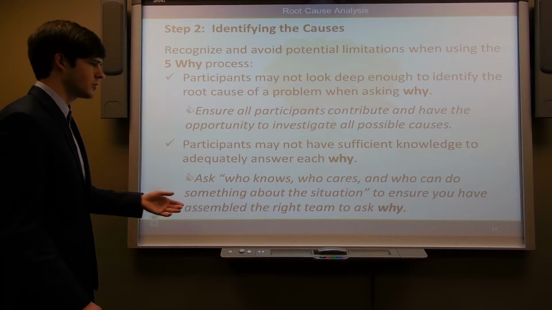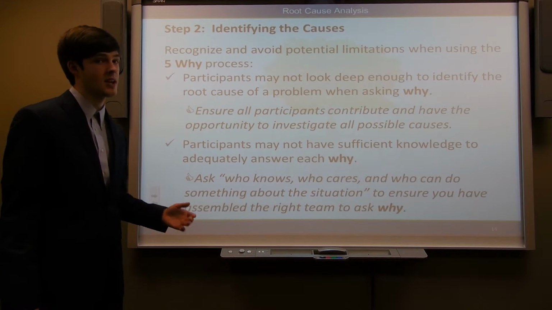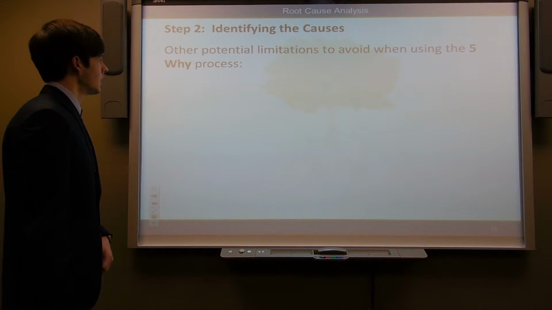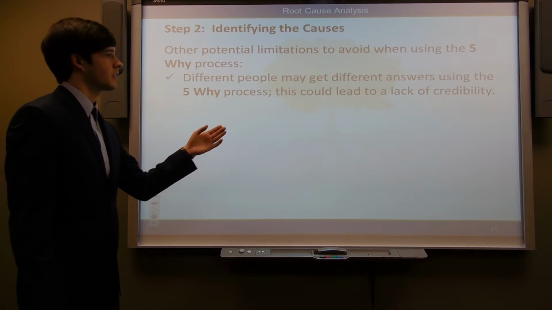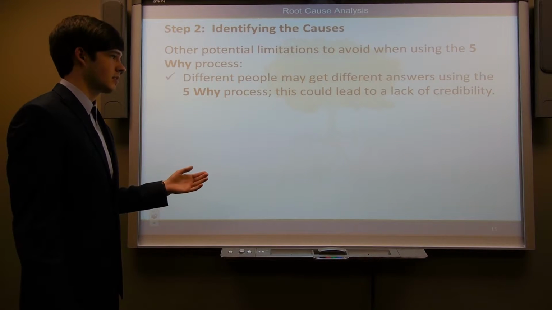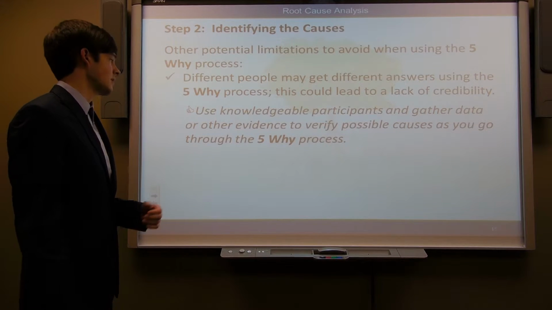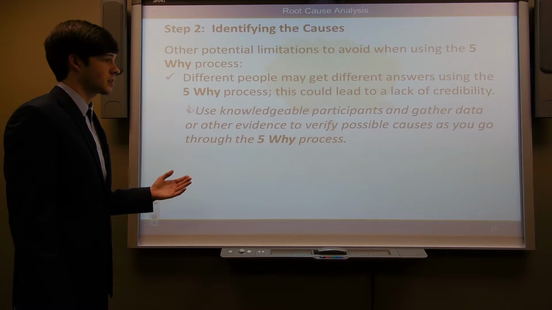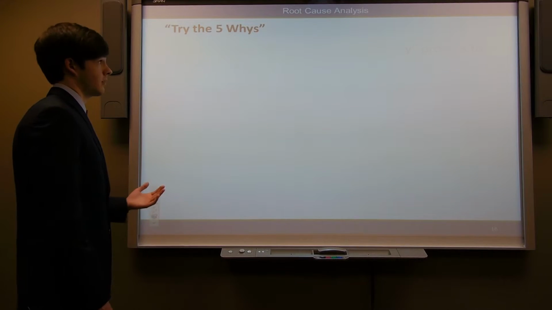Ask, who knows, who cares, and who can do something about the situation to ensure you have assembled the right team to ask why. Other potential limitations to avoid when using the 5 why process: different people may get different answers using the 5 why process. This could lead to lack of credibility. Use knowledgeable participants and gather data or other evidence to verify possible causes as you go through the 5 why process.